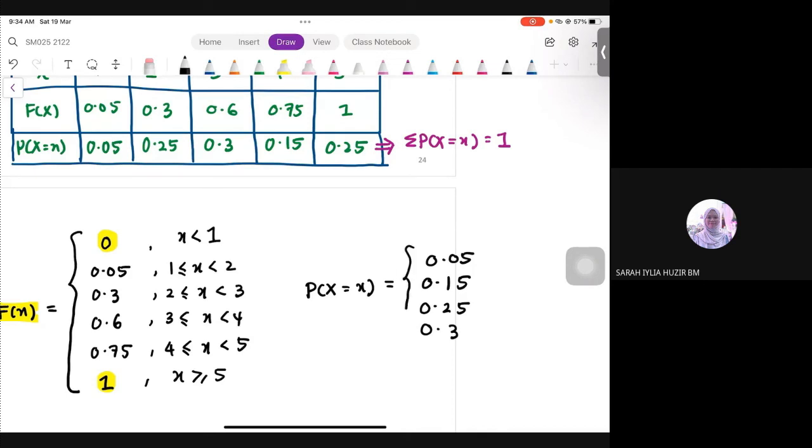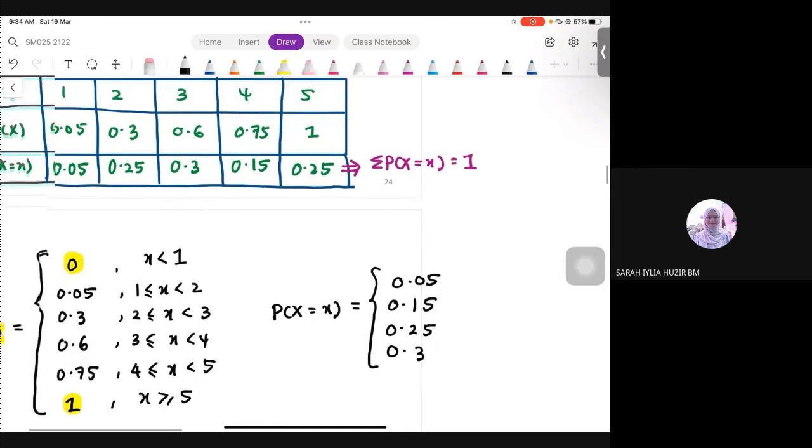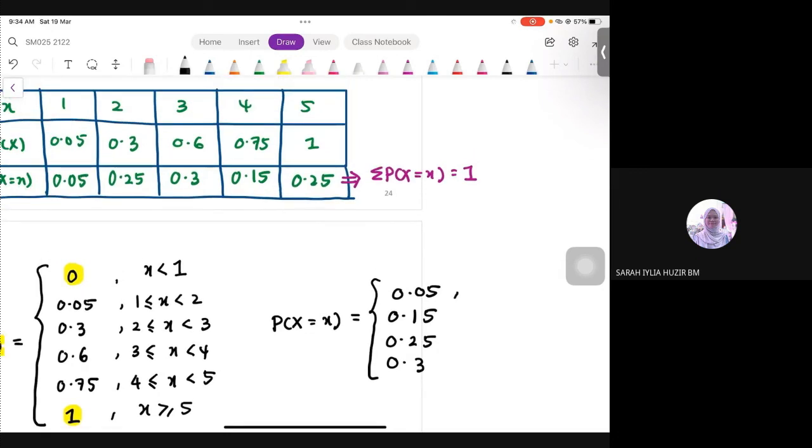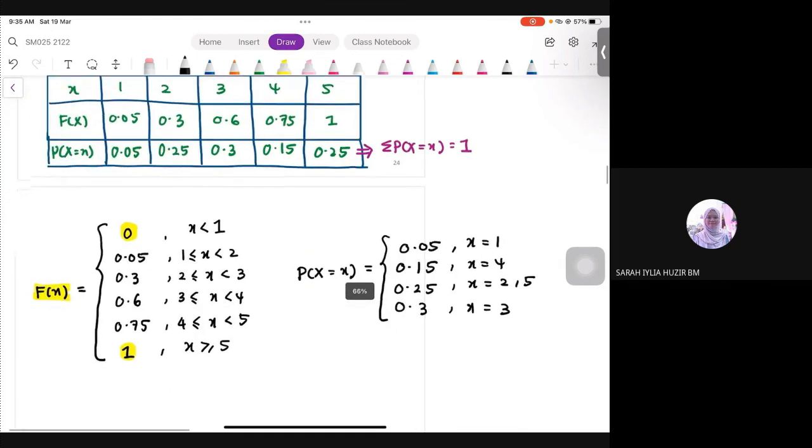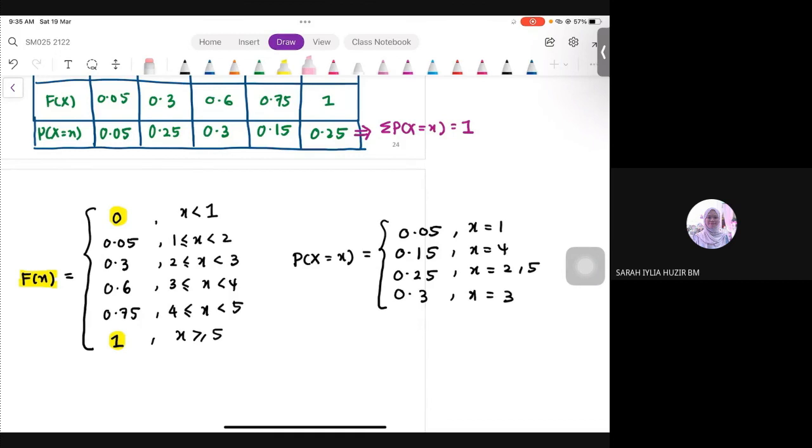Okay. So, that's our piecewise. And then for value of X, kita just list down the X itself. So, for 0.05, X is equal to 1. Okay. 0.15, X equal to 4. 0.25, we have 2 cases, X equal to 2 and 5. So, 2, 5 cukup. Tak payahlah buat 2 kali, buat X equal to 2, X equal to 5. And then last one, when probability is 0.3, X equal to 3. Dah siap. Okay. Itu perbezaan utamalah untuk probability dengan cumulative, even though both are distribution function.